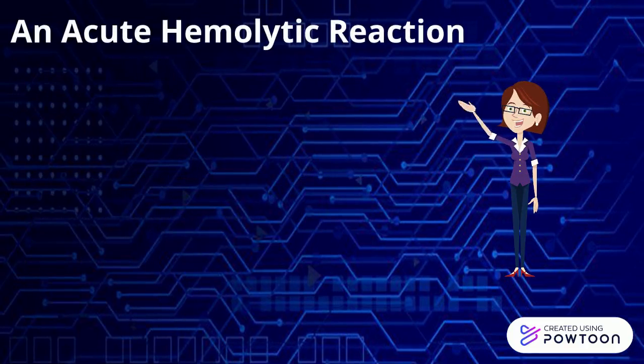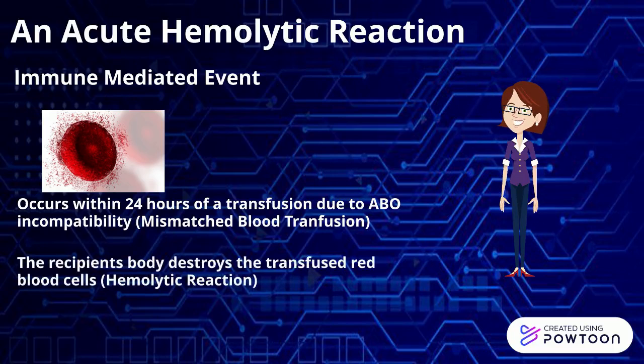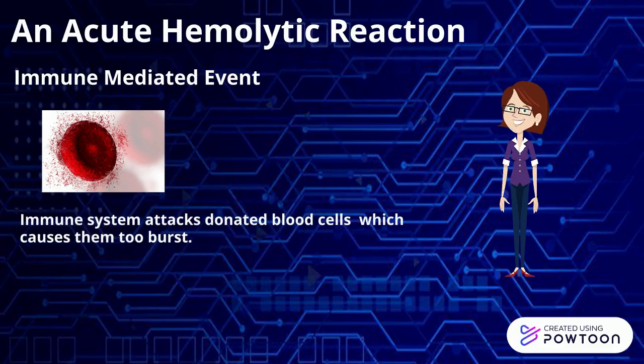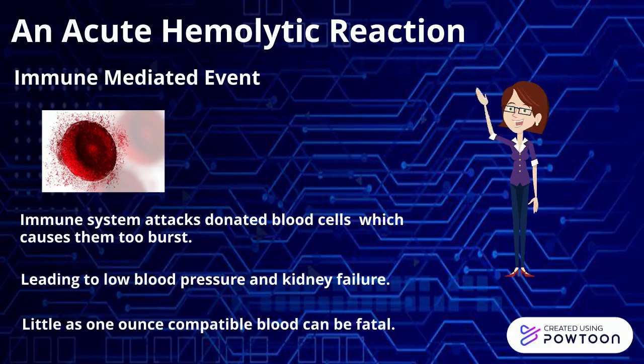Acute hemolytic reaction is an immune-mediated event. It occurs within 24 hours of a transfusion due to ABO incompatibility, which is also known as mismatched blood transfusion. When the mismatch occurs, the recipient's body destroys the transfused red blood cells. It's because the immune system attacks the donated blood cells, which causes them to burst, leading to low blood pressure and kidney failure. As little as 1 ounce of incompatible blood can be fatal.